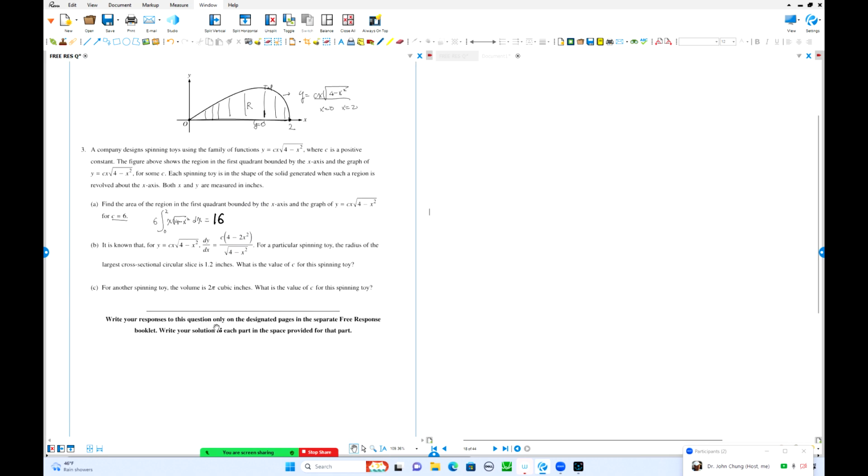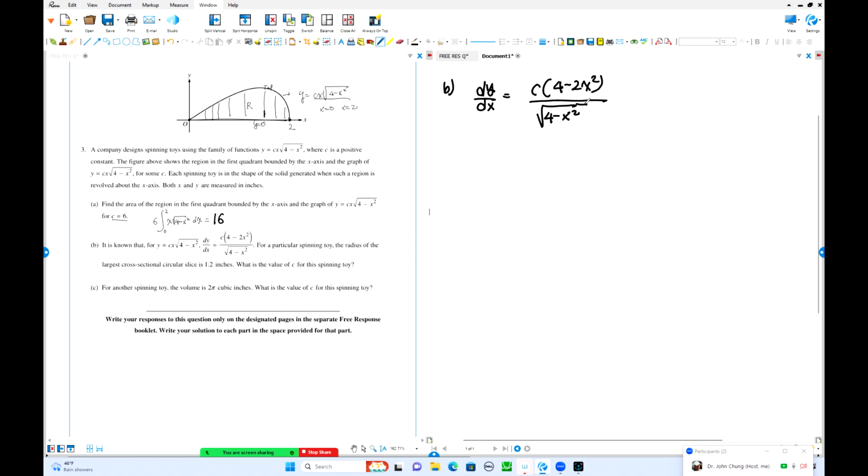That's the question. Okay, part B. It is known that y equals cx times the square root of 4 minus x squared. So dy/dx is given over here. That's B. dy/dx is equal to c(4 minus 2x squared) over the square root of 4 minus x squared. They gave this already.